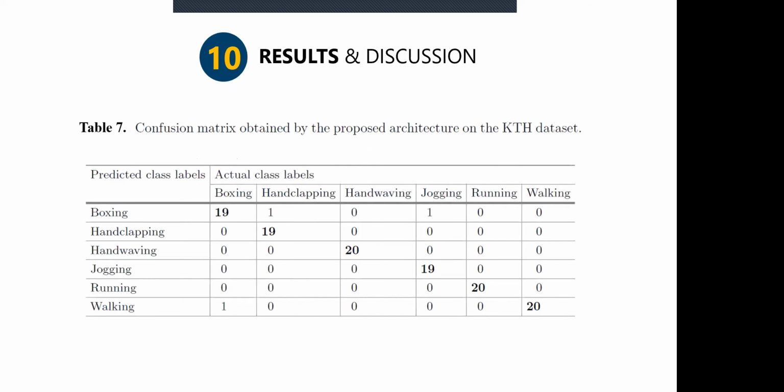Evaluating the performance of the proposed architecture using the confusion matrix is given in table 7. All the videos from the test sets for the hand waving, running, and walking actions were correctly classified. However, the remaining 3 actions each had 1 misclassification.